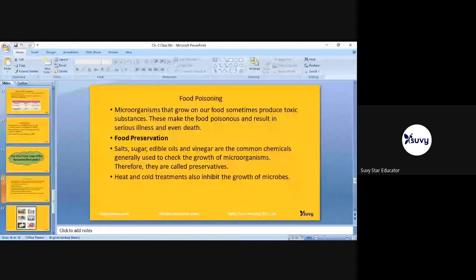Okay. Next topic is food poisoning. Now, what is food poisoning? Whenever the microorganisms that grow on our food sometimes produce toxic substances, those toxic substances make the food poisonous, and that results in serious illness and, in the most severe cases, it can even cause death. Okay, that is food poisoning.